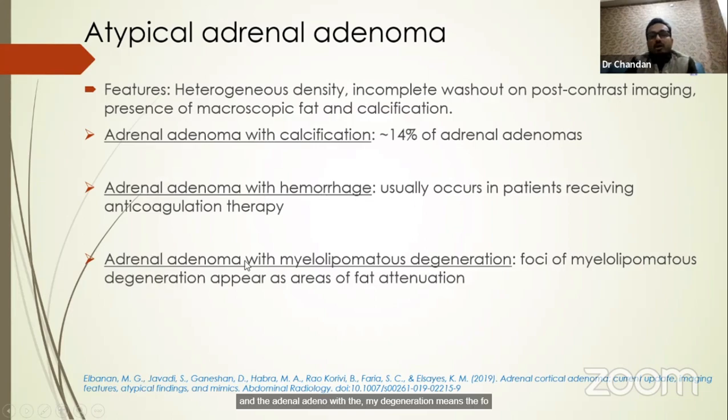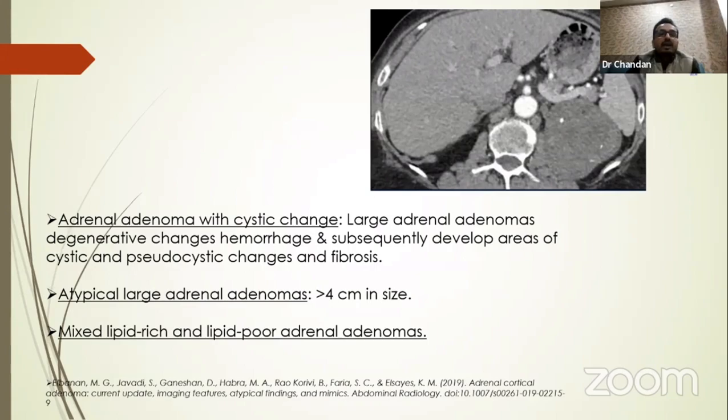And adrenal adenoma with myelolipomatous degeneration means the foci of myelolipomatous degeneration appear as areas of fat in the adenoma. So it means a mixed appearance seen in the adrenal adenoma with some fatty component and myeloid tissue. I'm describing this in detail because this type of complicated adrenal adenoma may be asked in the examination. And the adrenal adenoma may also convert into cystic changes.